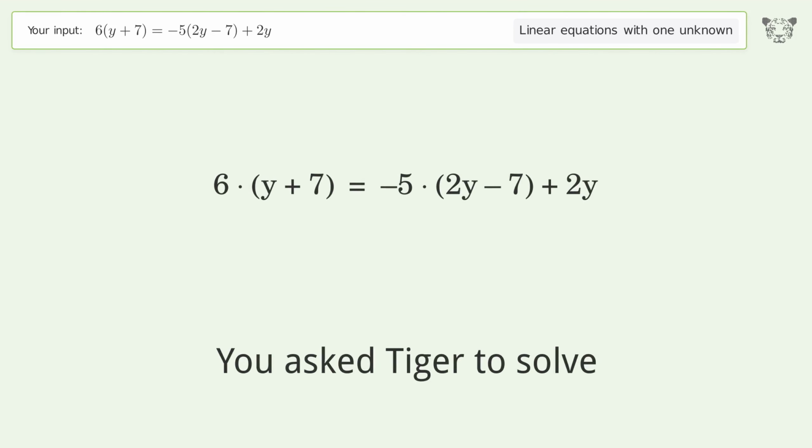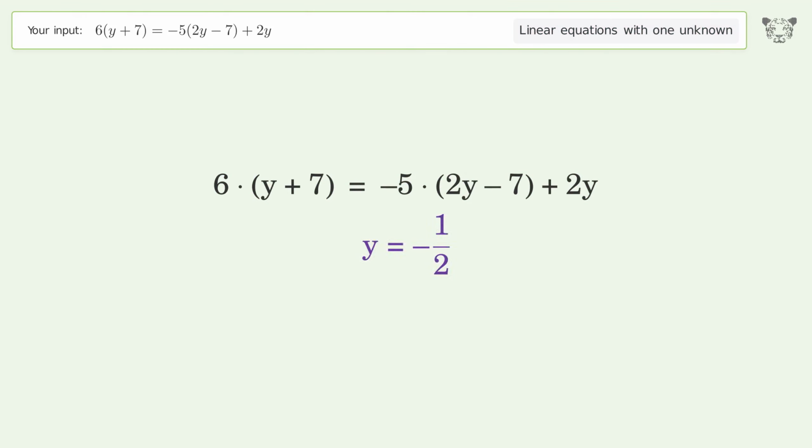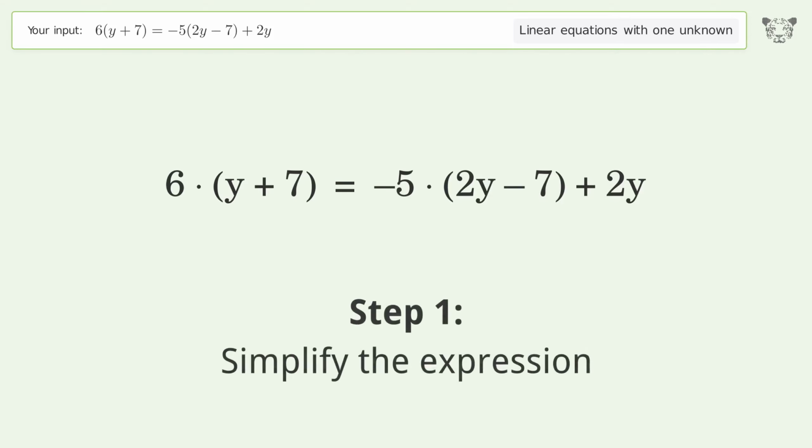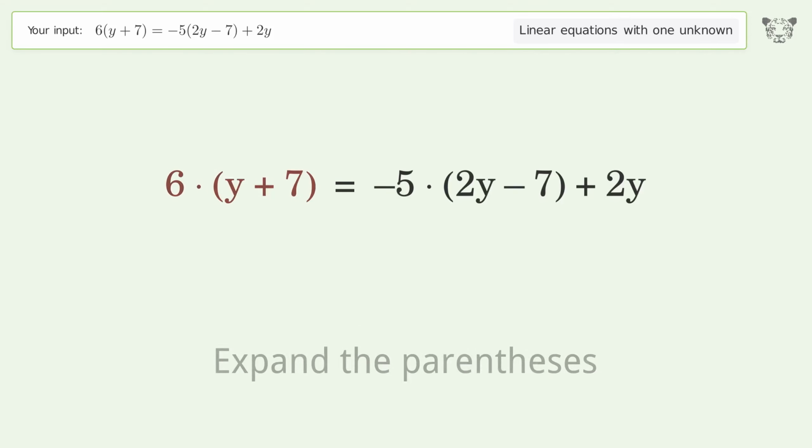You ask Tiger to solve. This deals with linear equations with one unknown. The final result is y equals -1/2. Let's solve it step by step. Simplify the expression. Expand the parentheses.